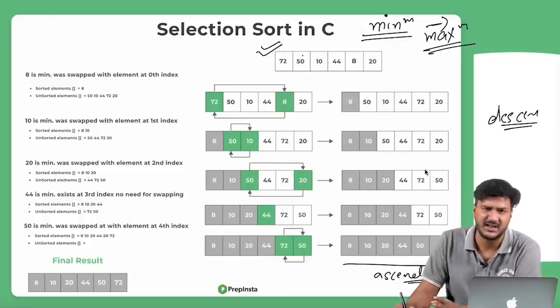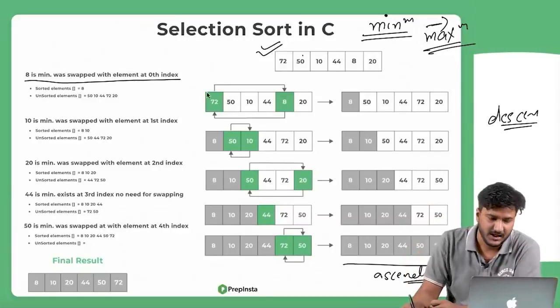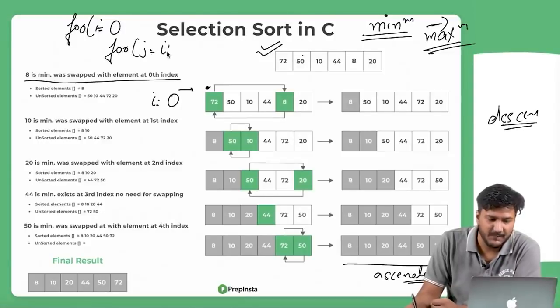So let's understand with ascending order first, right? What they are doing is, 8 is the minimum element that is swapped with the 0th index, and both of them are swapped. Let me tell you what exactly happens: you start from the 0th index, so in this case, our i value is 0. I will start my first for loop with i equals 0, and in my second for loop, my j will start from i plus 1, right? So I will start comparing from here, here, here, and here, right?